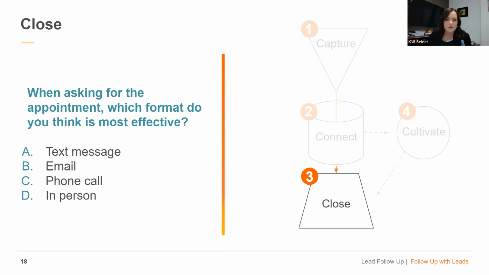Okay, so just like the touches that you use to stay in proximity with these people, the format in which you ask for the close is important. So you could ask in a text message, in an email, a phone call, or in person. We did talk about this a little bit earlier, but what format do you think is the most effective of these four? Phone call. What about least effective? Email. Yeah, so your least effective are going to be anything in writing.